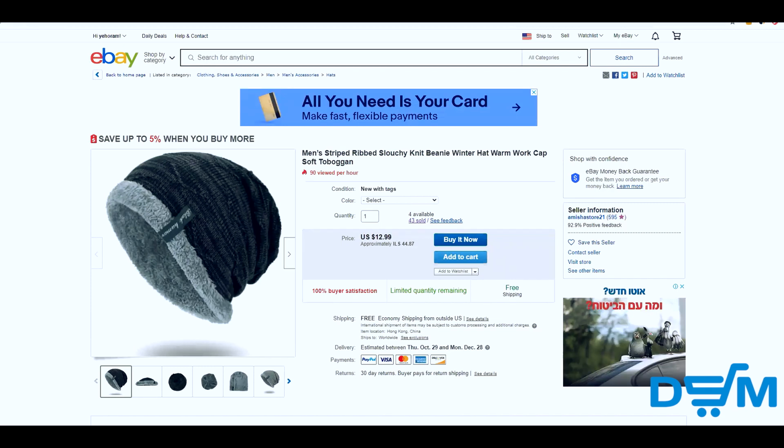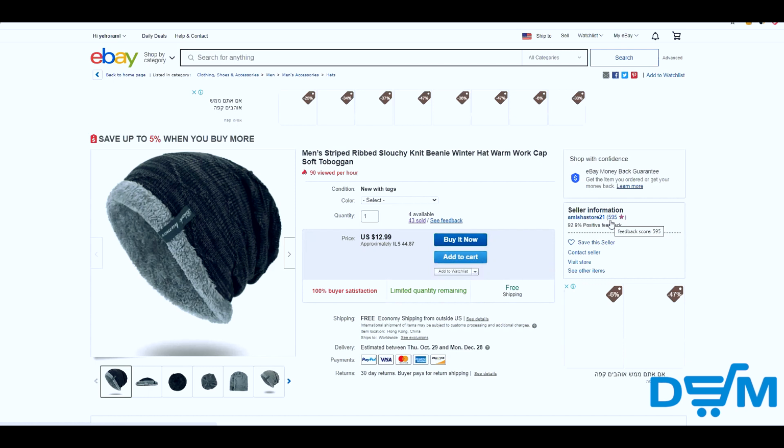The concept of arbitrage says that if I can find a product on eBay that has demand, like this hat that for some reason is currently trending, because as you can see, it has 90 views per hour. It has been sold 43 times already by a relatively new seller, because if I look at the seller information, I see that he has only 595 feedback. That's quite low, as there are sellers on eBay that have hundreds of thousands of feedback.